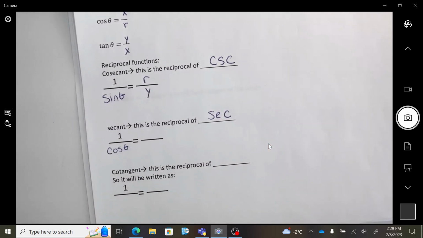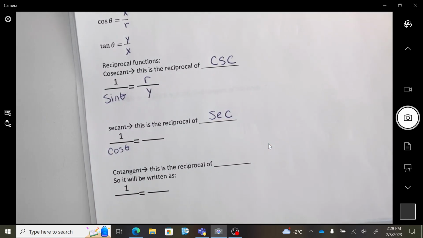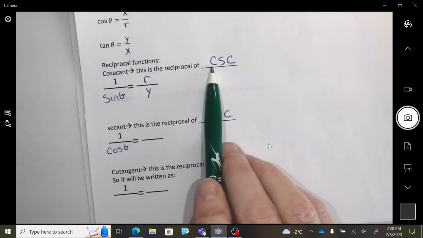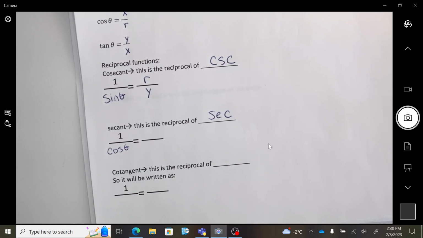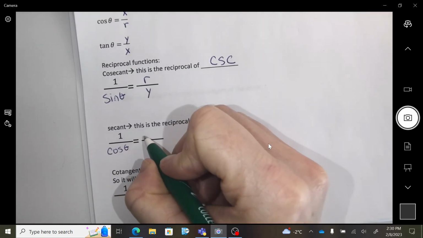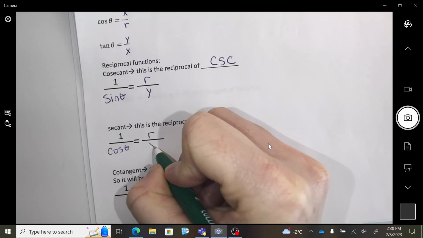And then secant is the flip of cos. And guess what? It's horrible because they're actually opposite in letters. Look, this is the C and this is the S. Now this is the S and this is the C. So I wish they lined up, but they don't. Okay, so that's how I always remember it. It's opposite. So then if I write this as a letter, it would be r over x.